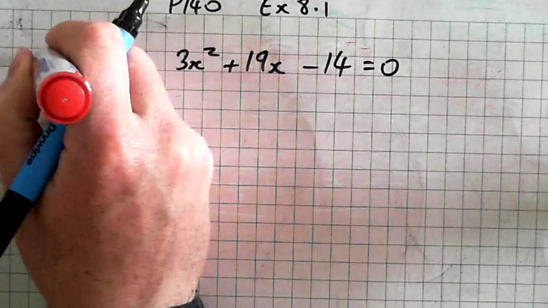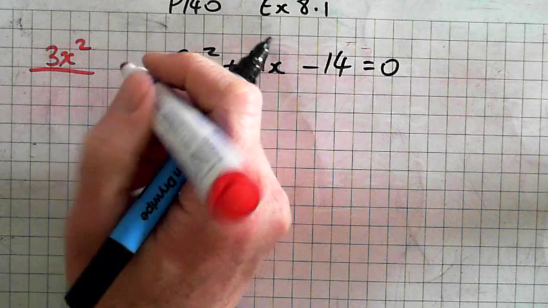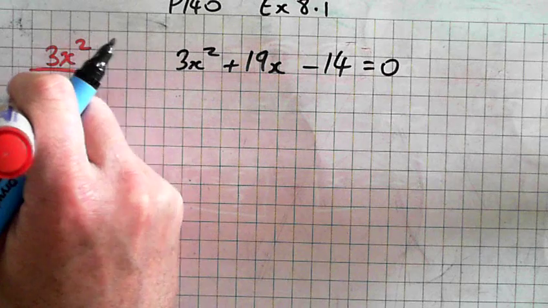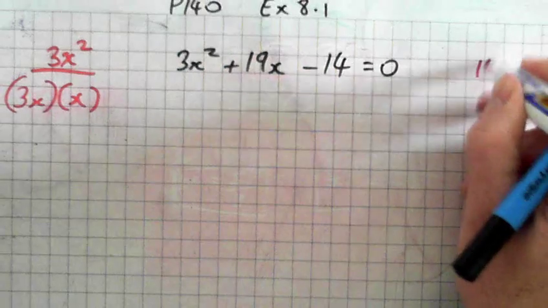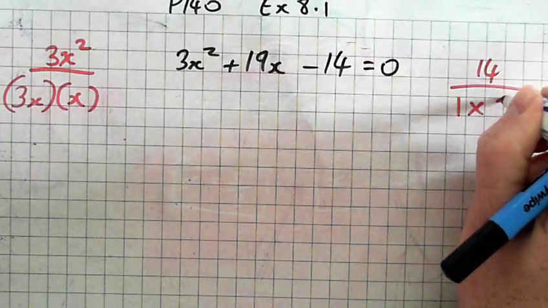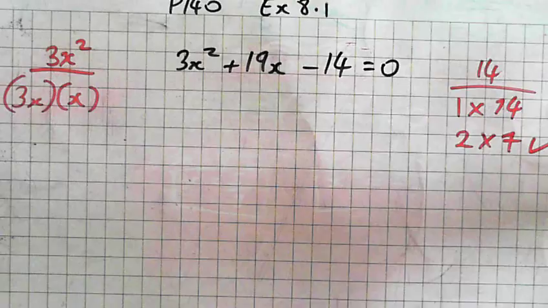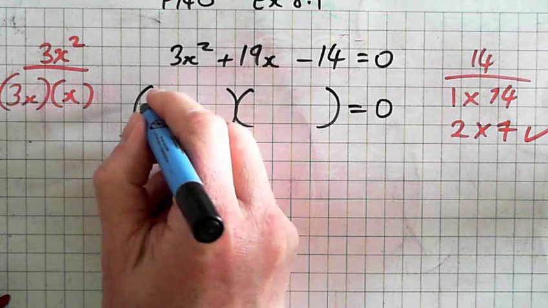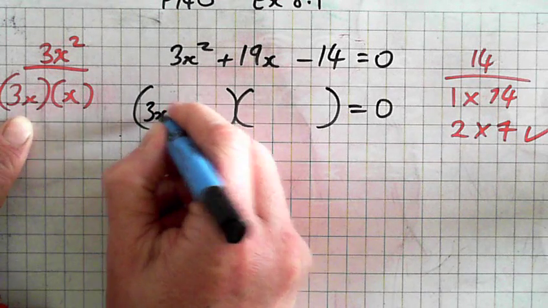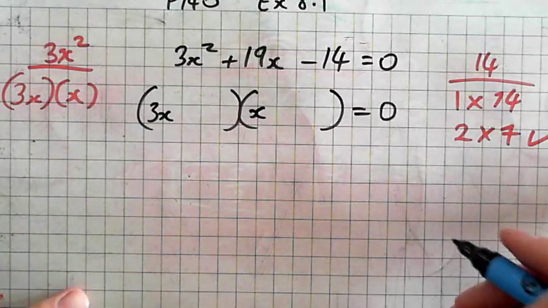Now we write down the factors of 3x2. It's best that everybody looks up and pays attention. 3x times x, over here. Factors of 14 are 1 by 14, 2 by 7. We'll use the bottom pair. So 3x goes here, x goes here, 2 and 7.